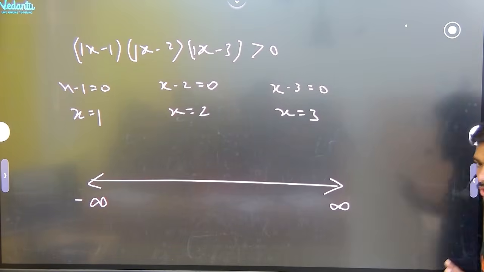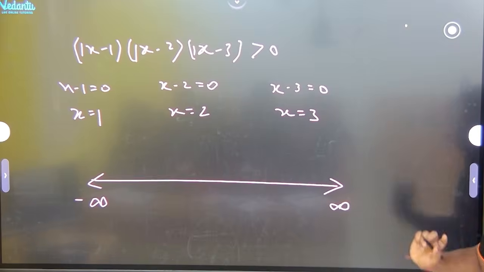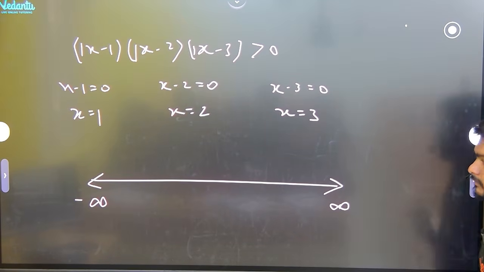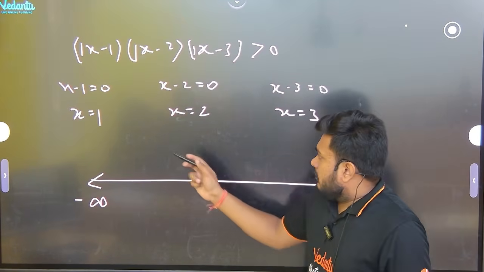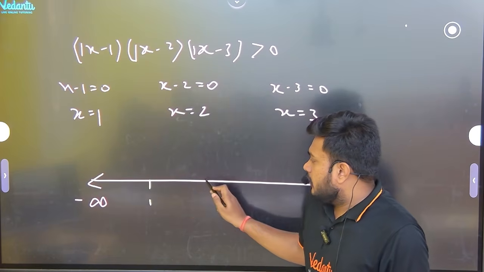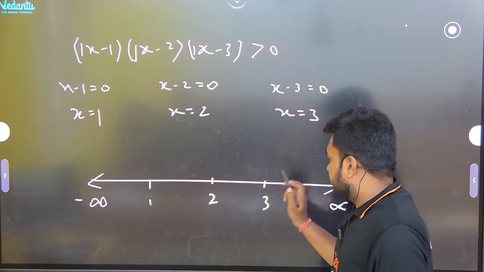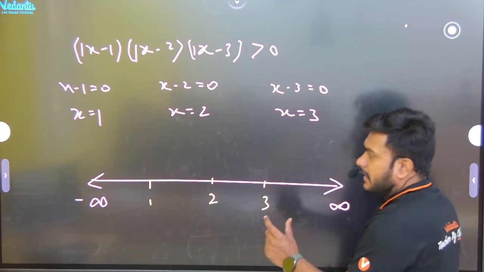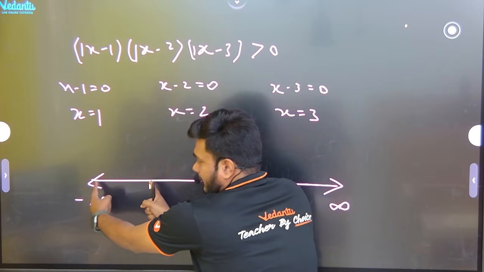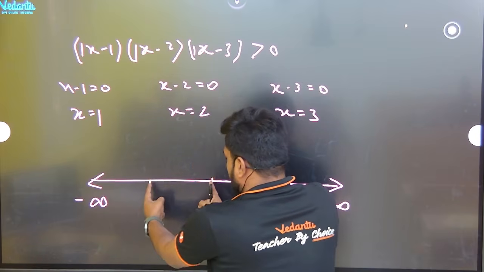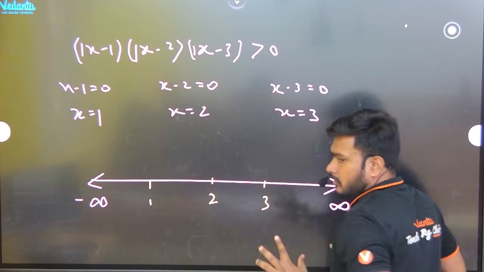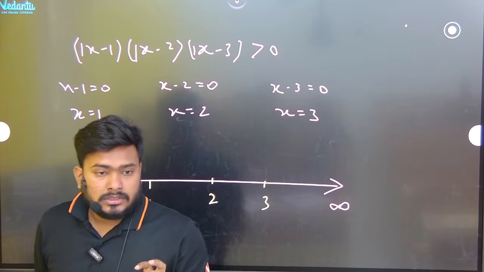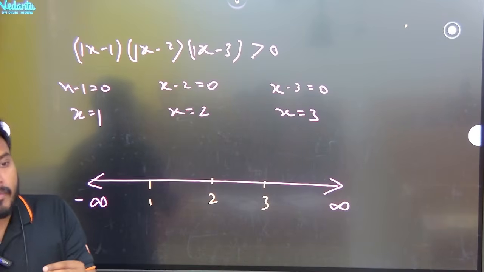Now here there will be two types of questions. One very basic, very easy, which is this. Next, a little bit complicated will come. That we'll take as one more example. I am plotting these numbers first: 1, 2, 3. Clear? How many intervals did you get here? This is my first interval. Second, third, fourth. How many values of x? 3.